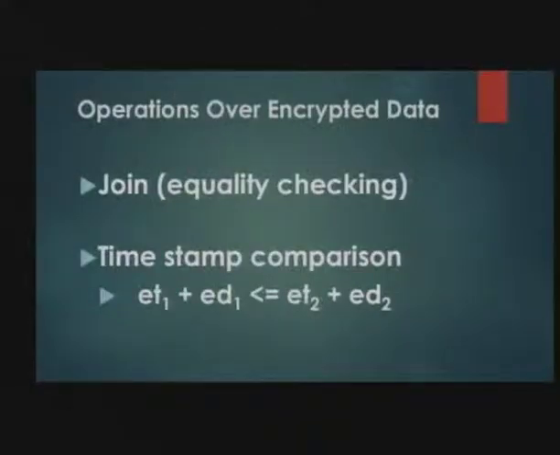To summarize, the operations we need are a join operation, which is a specialized kind of equality checking, and time step comparison. It's checking that an encrypted time plus an encrypted time offset is less than or equal to another encrypted time and another offset.